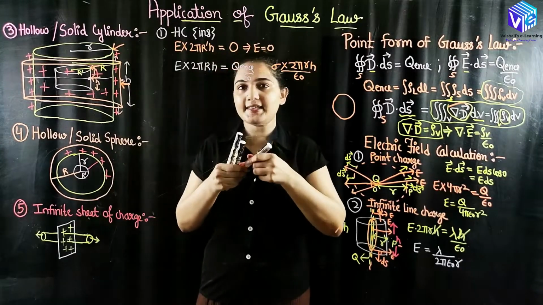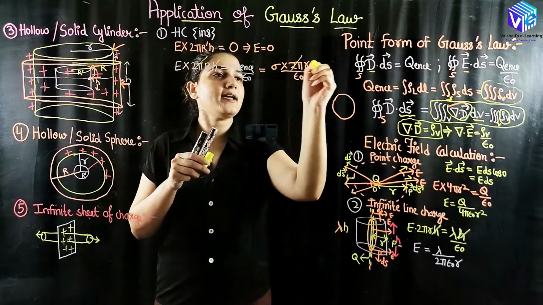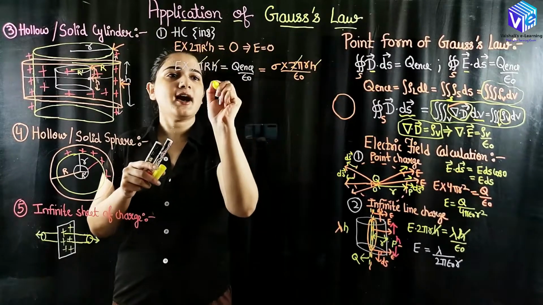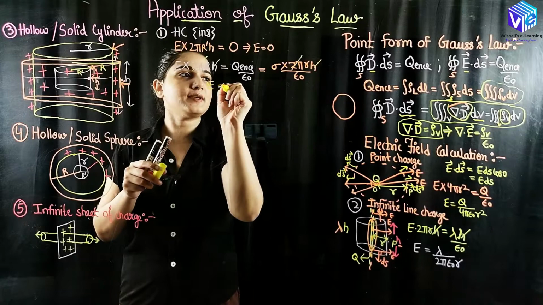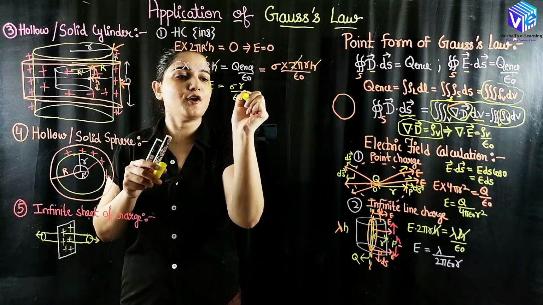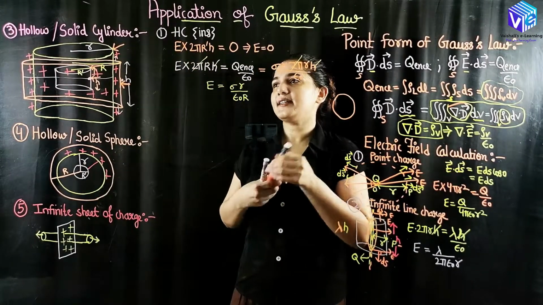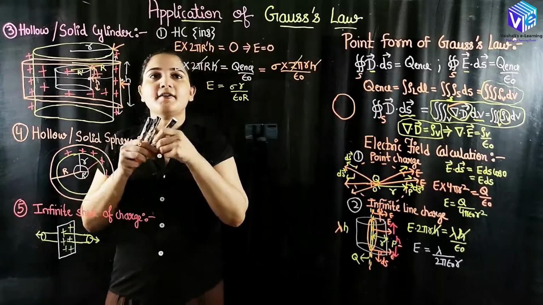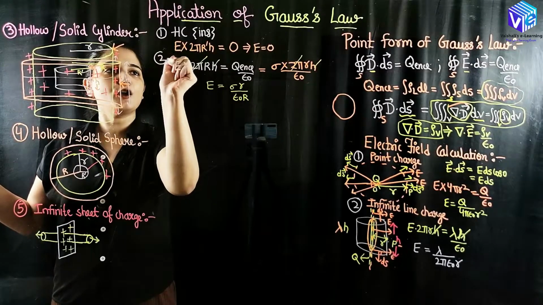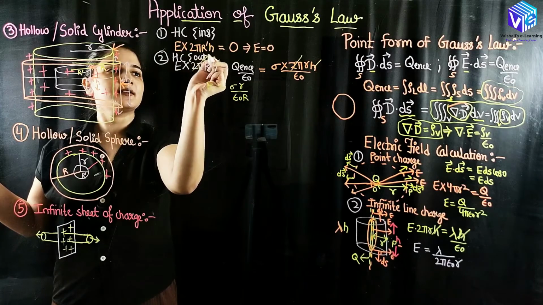So now I can cancel out a lot of things. This 2 pi h and 2 pi h get cancelled out. I have found out E to be equal to sigma r upon epsilon naught R. This is my electric field and this is the second case. I am taking the hollow cylinder and I am taking the outside case.